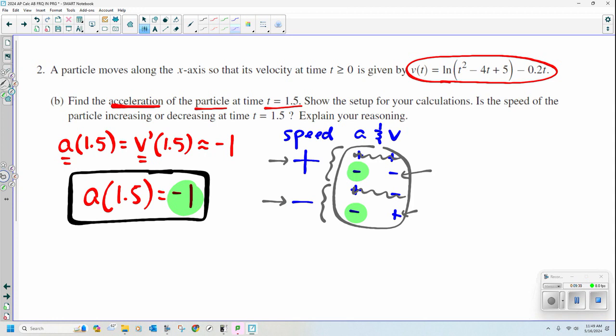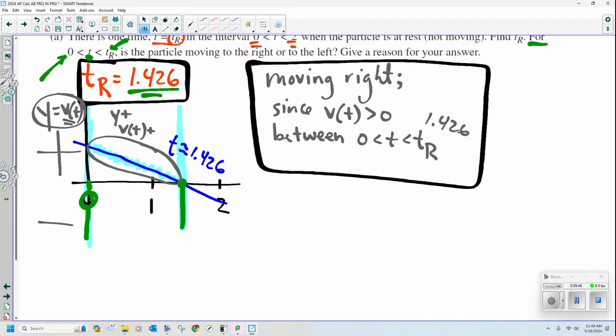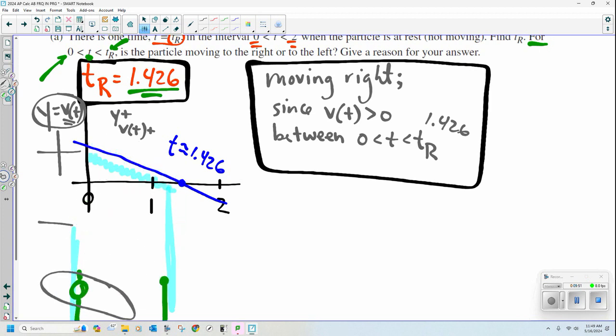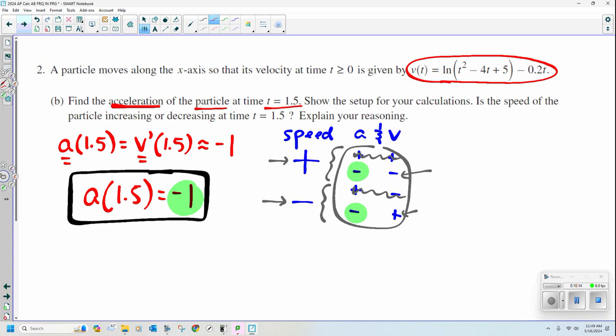All right, so I can look back. We're looking at 1.5 seconds. In this graph right here, if this is 1.4 seconds, 1.5 is going to be right here. The y-coordinate of velocity will be there, and it will be negative because it's below the x-axis. You could refer to part A, or you could just figure out what the velocity is at 1.5.